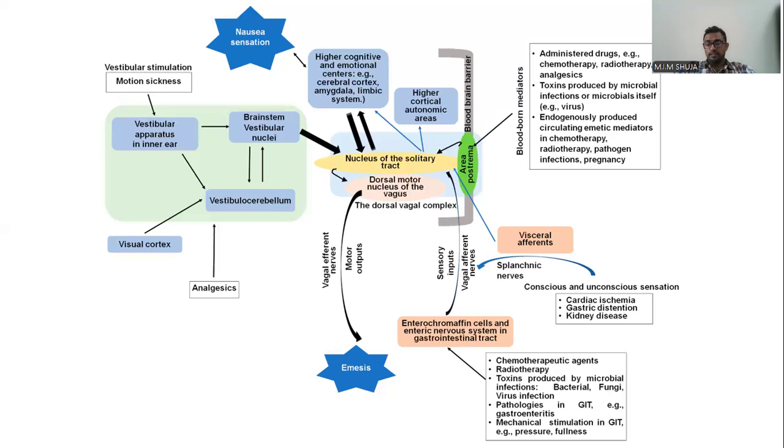Once the vomiting center is activated, it sends motor outputs through different nerves. These outputs coordinate the diaphragm, abdominal muscles, stomach, esophagus, pharynx, larynx, and abdomen. This produces the sequence we discussed earlier.